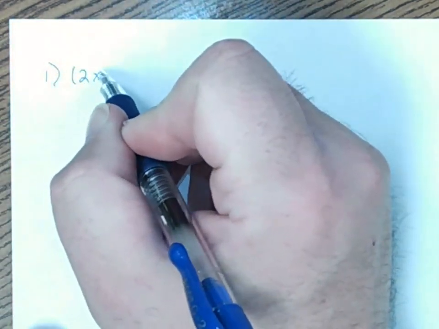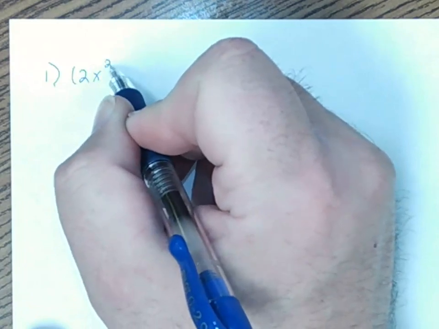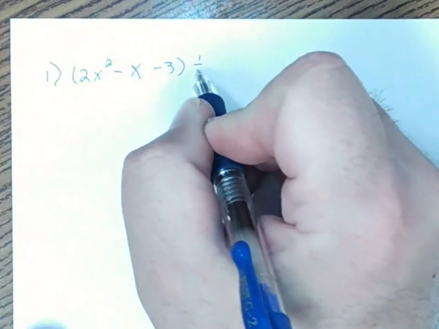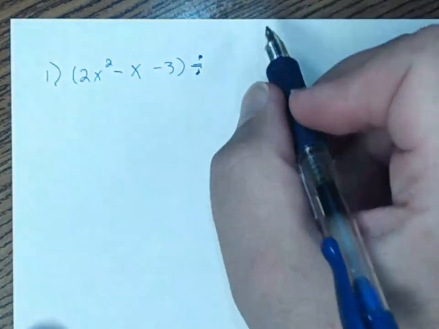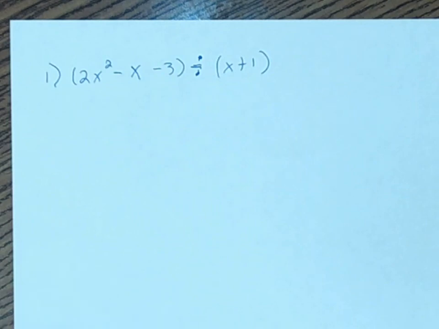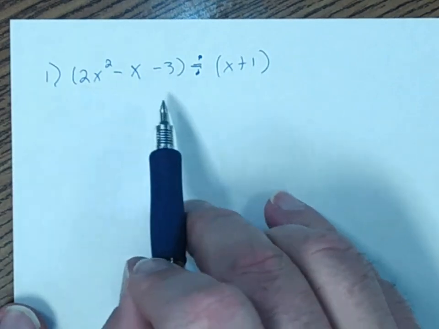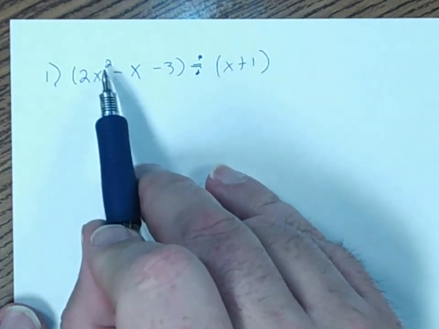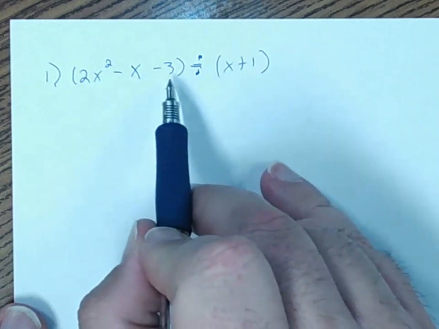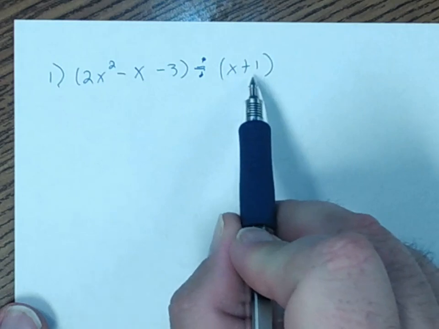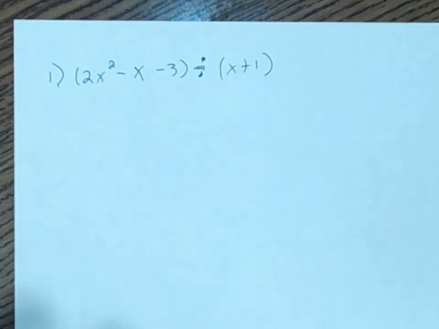So we've got 2x squared minus x minus 3 divided by x plus 1. Now, as always, I'm going to check and make sure there aren't any missing terms. In my dividend, I've got x squared as my biggest exponent. So I need an x squared, I need an x, and I need a constant. Got it. And then in my divisor, I have an x and I have a constant. There's nothing missing there. Beautiful.